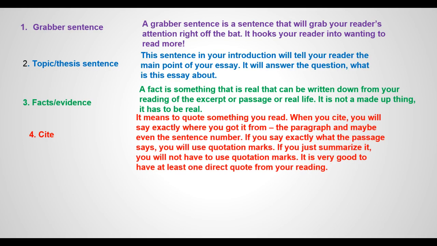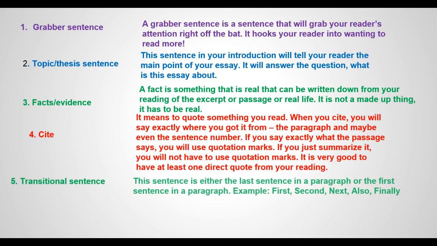Cite. It means to quote something you read. When you cite, you will say exactly where you got it from. Maybe you're going to say the paragraph, maybe you're going to say the sentence number or the line number. If you say exactly what the passage says, then you'll be using quotation marks. If you just summarize it, you will not have to use quotation marks. It is a very good thing for you to use at least one direct quote from your reading that you cite with quotation marks.